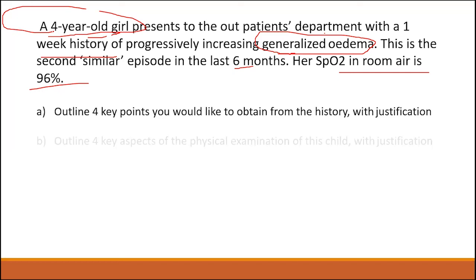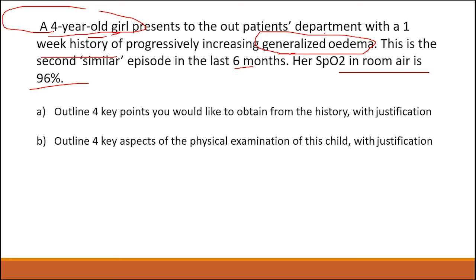All right. Now, outline 4 key aspects of the physical examination of this child with justification. 4 key aspects of the physical examination. Again, think about it. Think about the heart. Think about the kidney. Think about the GIT. These are all examinations you want to do to help you with it.